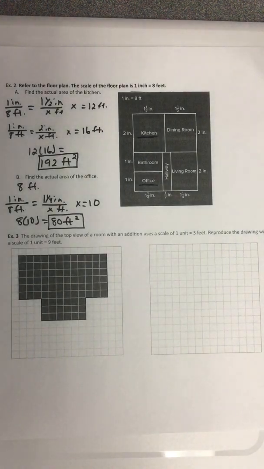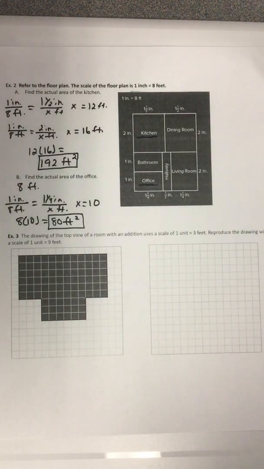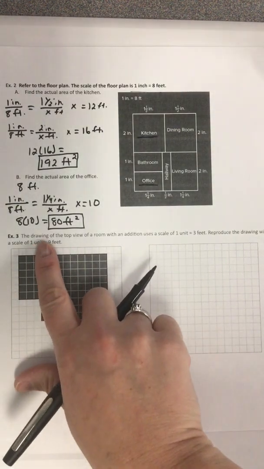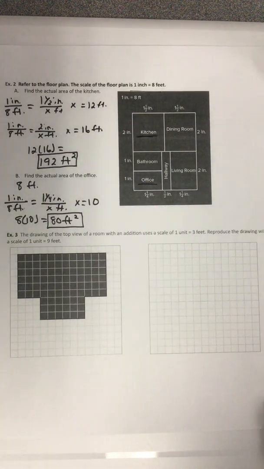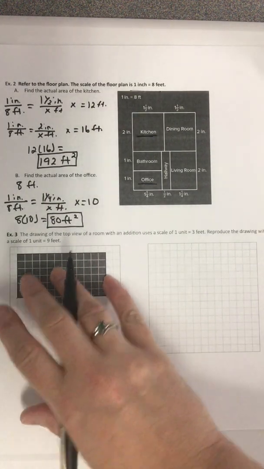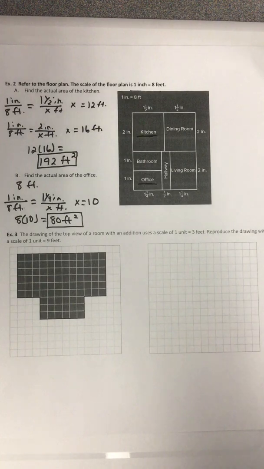Okay, last one then is taking a drawing. Well, what is it? It says it's the drawing of the top view of a room with an addition that uses a scale of 1 unit. Every 1 unit is actually 3 feet. Reproduce the drawing with a scale of 1 unit equals 9 feet. Okay, so we're taking something that is a scale drawing and replicating that scale drawing, but using a different scale.